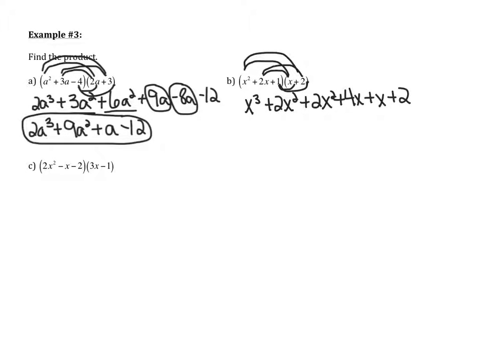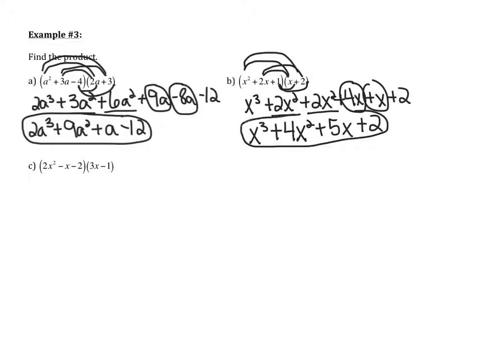So again, just as always, we're going to make sure we combine like terms. There is no other cubed term, so the x cubed is just going to stay as it is. Then I have 2x squared and 2x squared, so that would be 4x squared. Do not add the exponents. And then I have 4x and x, so together I have 5x. And then there is no other constant term, so it's just plus 2. So the product of x squared plus 2x plus 1 times x plus 2 is x cubed plus 4x squared plus 5x plus 2. And now let's look at part C.